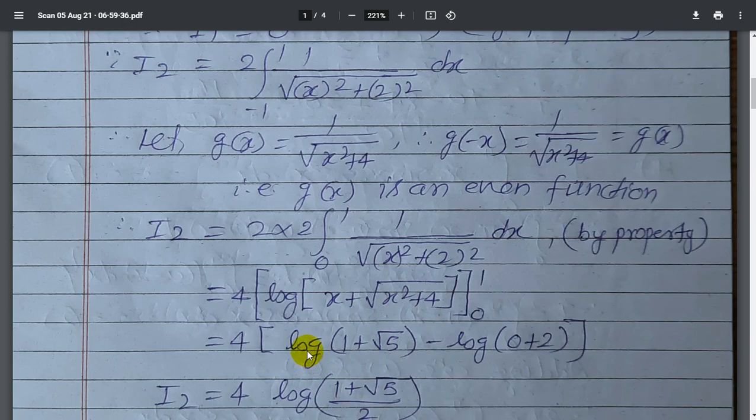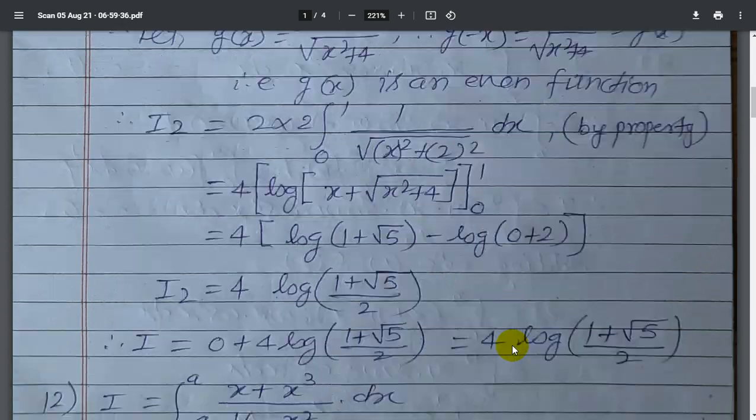So this can be written as log of 1 plus root of 5 minus log of 0 plus 2, because x is 0 here, plus square root of 0 square plus 4. So 0 square plus 4, that is square root of 4, which becomes 2 only. And this x is 0, so 0 plus 2. So we get I2 equals 4 multiplied by log of 1 plus root 5 minus log of 0 plus 2, that is 2 only, log 2.